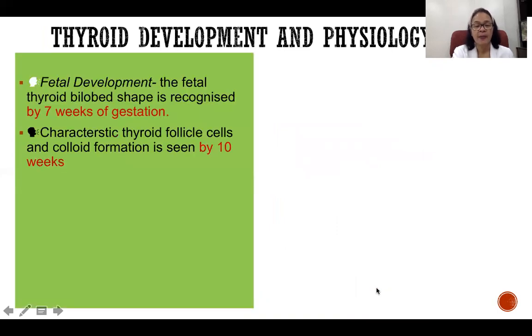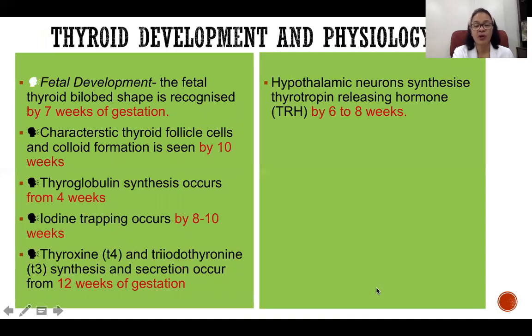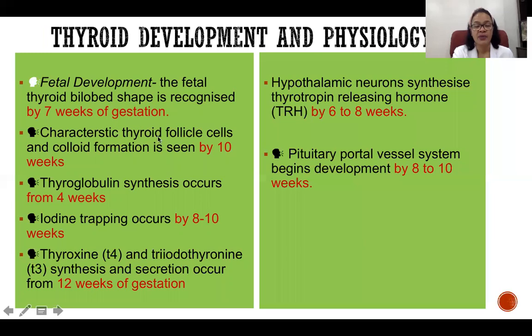Okay, so let's just review the development and physiology of your thyroid. During the 7 weeks of gestation, you can recognize the thyroid to be bilobed in shape. And by 10 weeks of life, there would be thyroid follicle cells and colloid formation. And by 4 weeks, there would be thyroglobulin synthesis already. And iodine trapping may occur by 8 to 10 weeks.